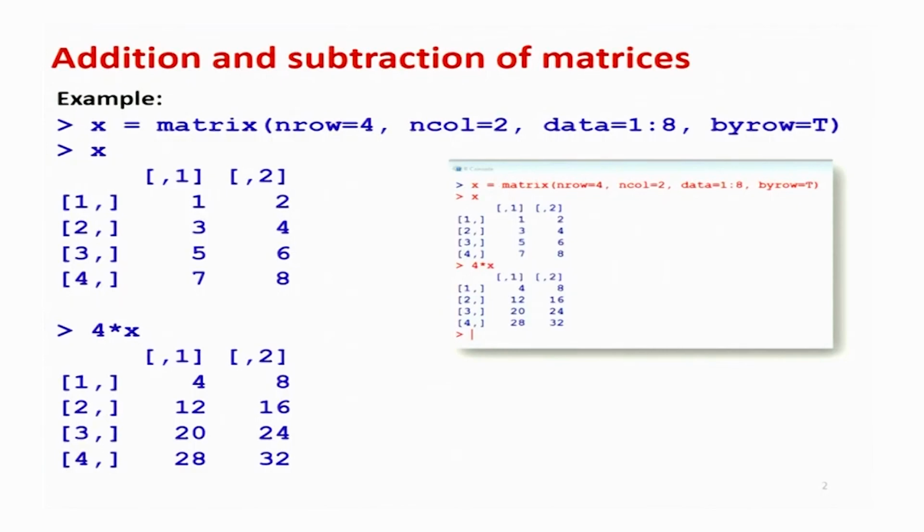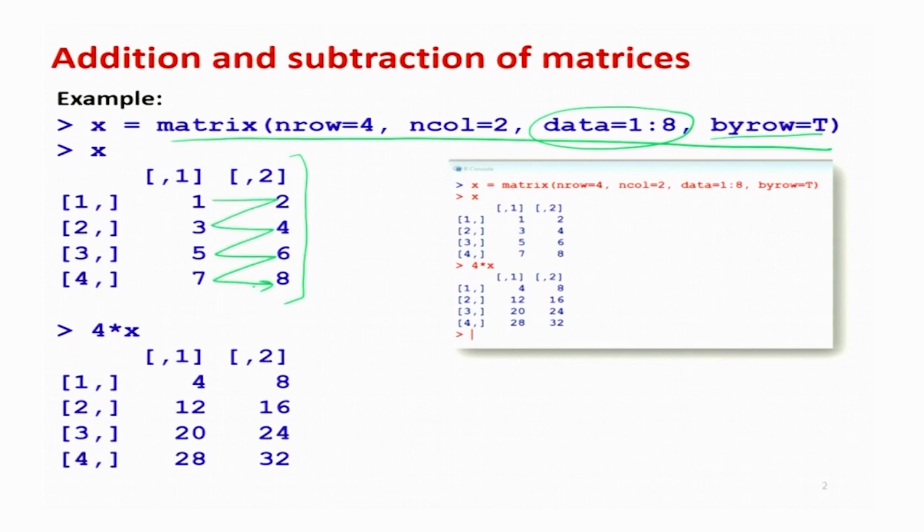So now we begin our course and we first consider the addition and subtraction of two matrices, just for the sake of quick review. Let me take one more example, the same example that I took a couple of times earlier. I am creating a matrix of order 4 by 2 in which the data values are 1 to 8 and the data is arranged by rows. So you can see here this matrix in which the data is arranged like 1, 2, 3, 4, 5, 6, 7, 8.